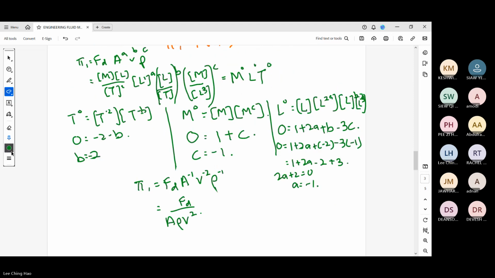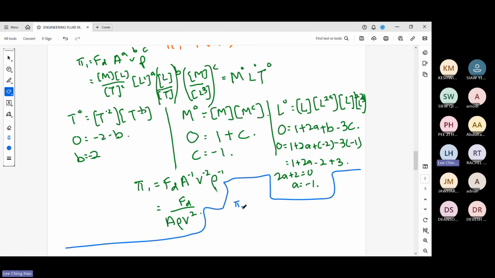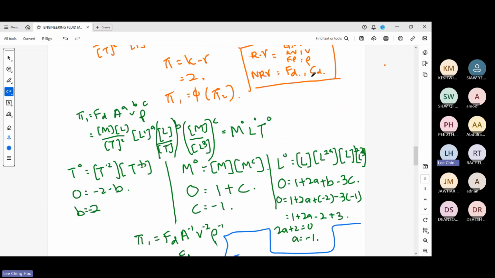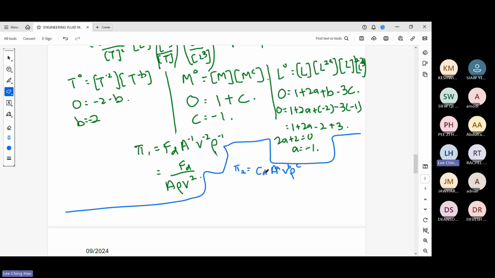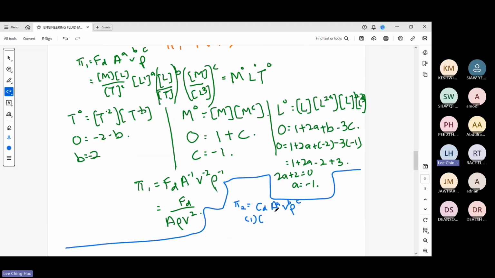Pi 2, repeat. Again, like I said, start with the non-repeating variable, C D, and then followed by all. You can keep the same, but you can also change the positions. You cannot change other stuff, of course. So C D is 1, then A is the same thing, so that's why I copy. I always love to repeat because I can just copy.